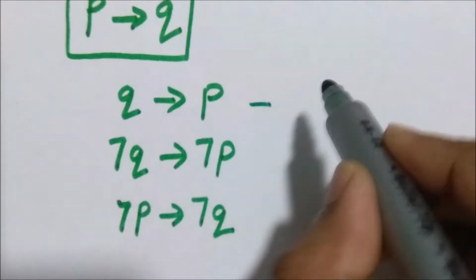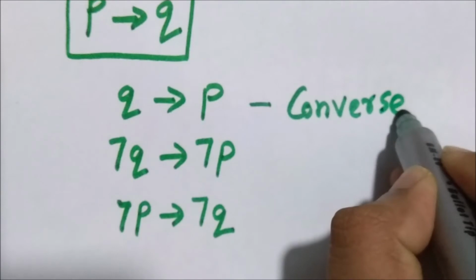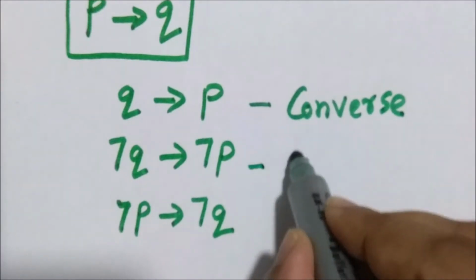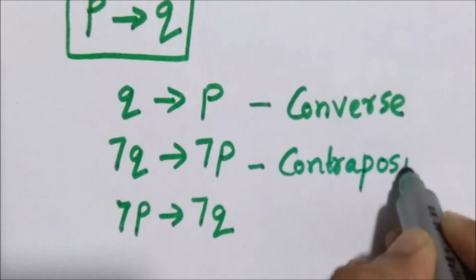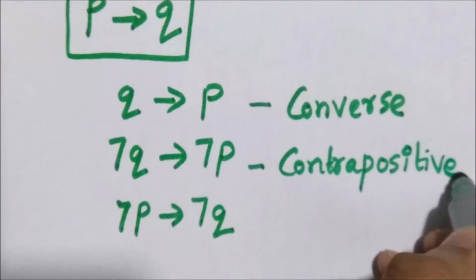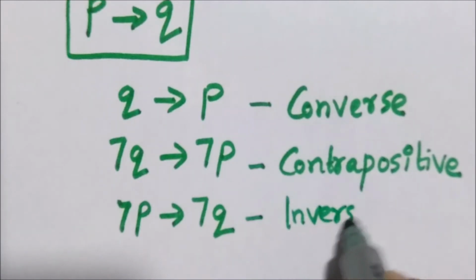Here, Q implies P is called the converse of the conditional statement P implies Q. Not Q implies not P is the contrapositive of P implies Q. Not P implies not Q is the inverse of P implies Q.